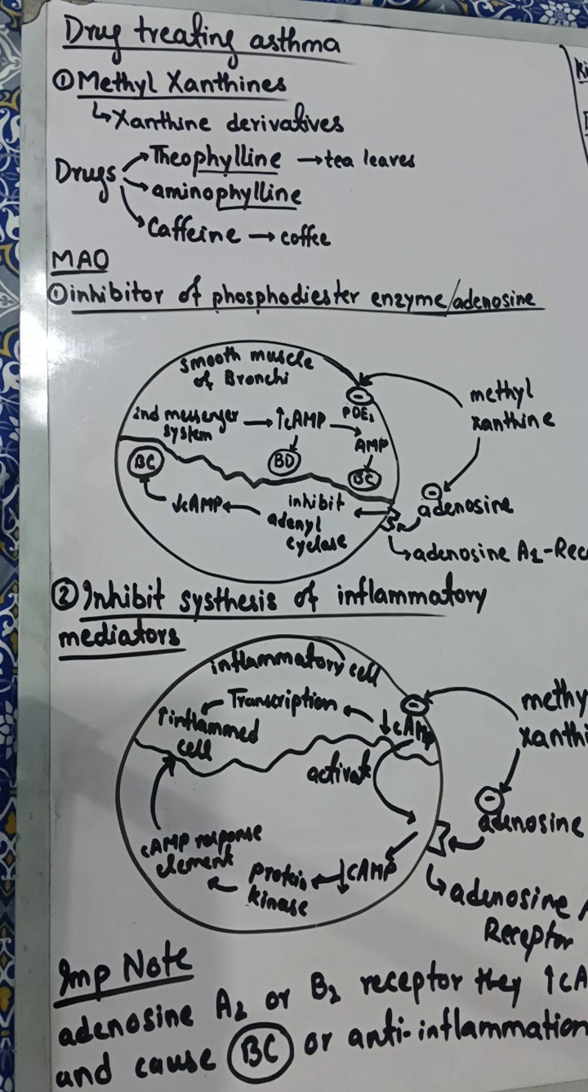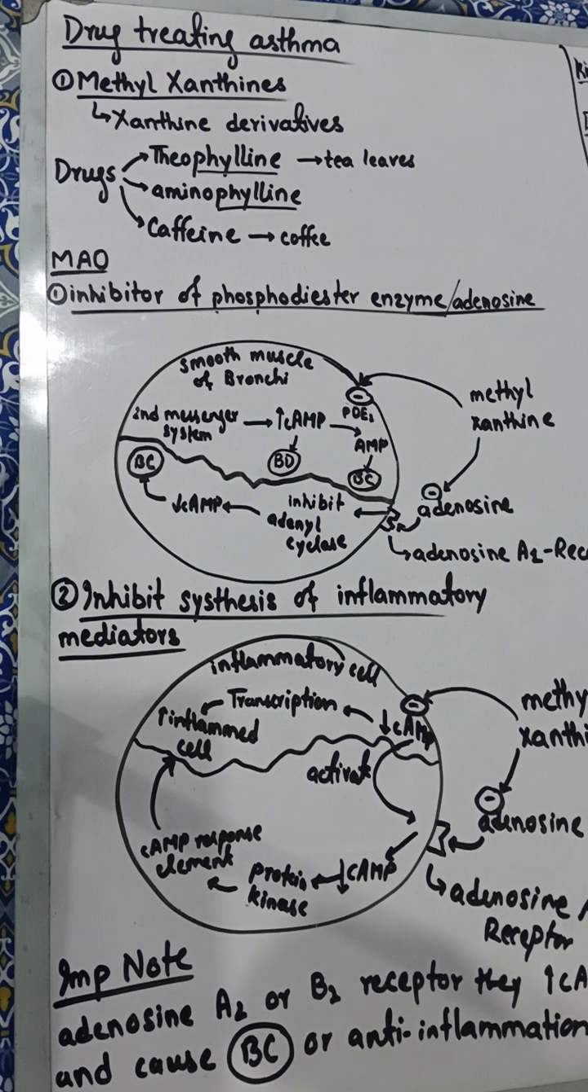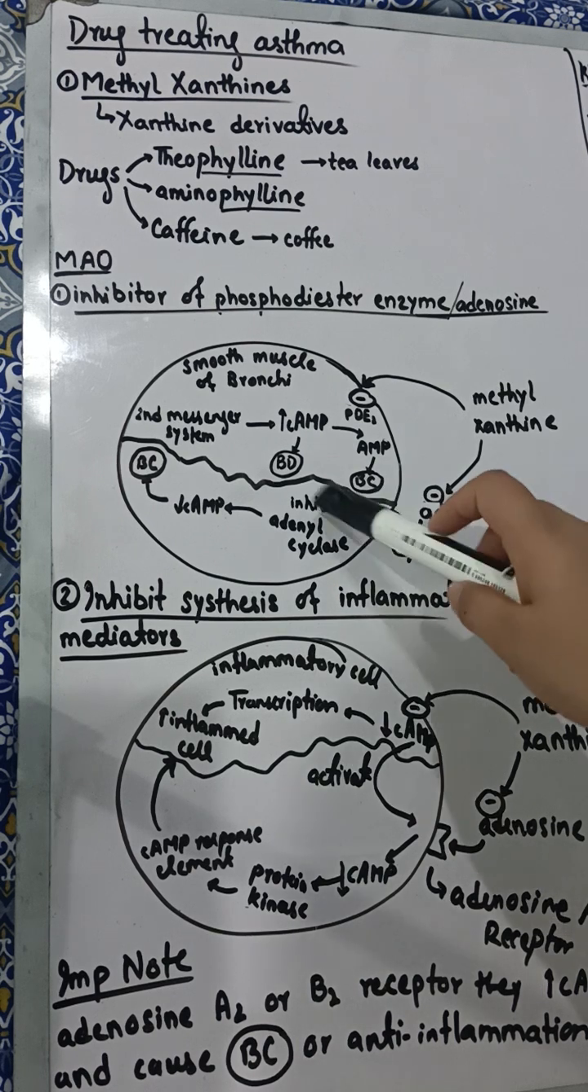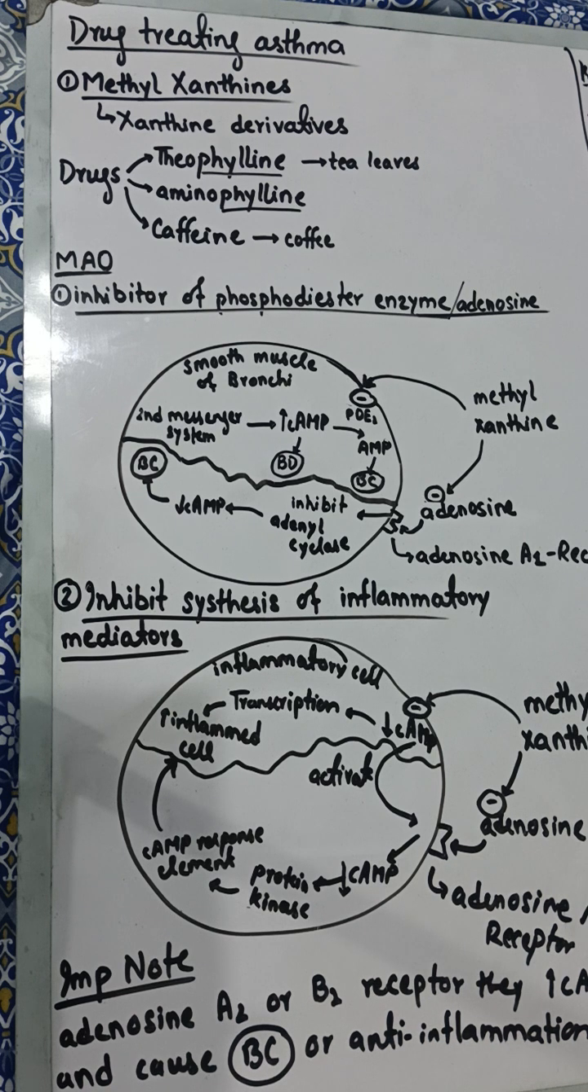Now, the second thing: how do they inhibit adenosine? Adenosine is an endogenous substance which binds to the receptors present on the smooth muscles of your bronchiole. These are the adenosine A1 receptors. Adenosine binds with those receptors and inhibits adenyl cyclase. You know very well, adenyl cyclase is an enzyme used in the secondary messenger system to produce cyclic AMP. If that enzyme is inhibited, it cannot produce cyclic AMP, so there is a decrease in the level of cyclic AMP.